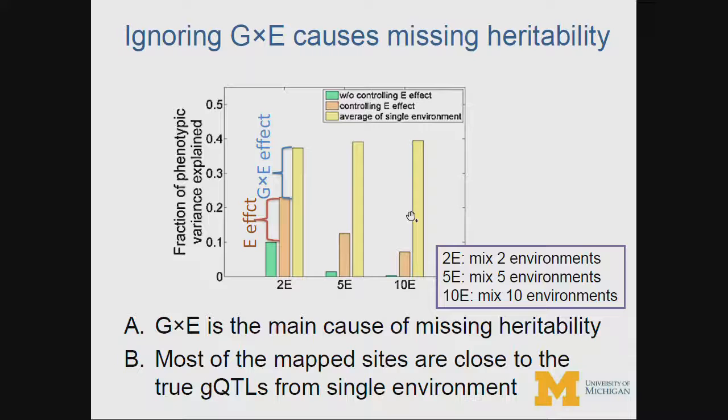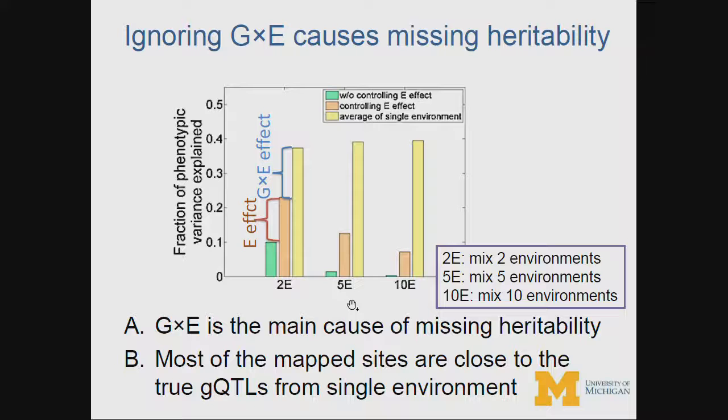With the same data, I also asked the question, if we only have data from different environments, how accurate is the GQTL mapped from this data? So I calculated the distance between the mapped sites in the mixed data to the true QTL mapped from single environment. And I found that although we only discover a small number of QTLs, most of them are quite accurate. But a site that has concordant effect in different environments is twice as likely to be mapped as a site that has antagonistic effect.